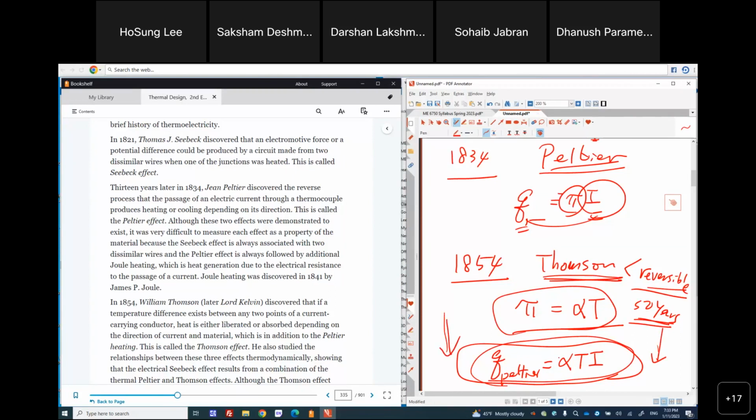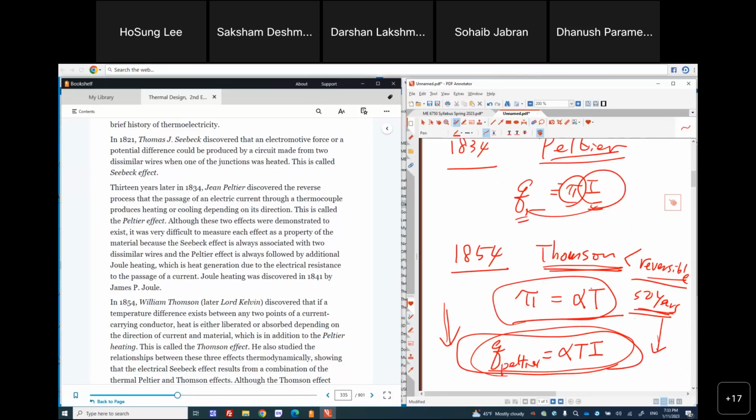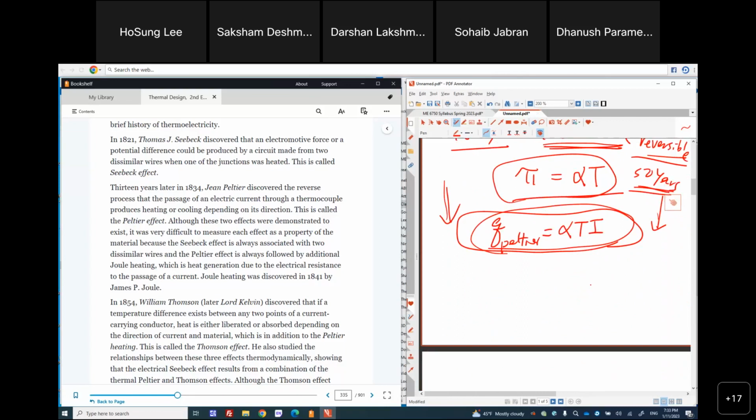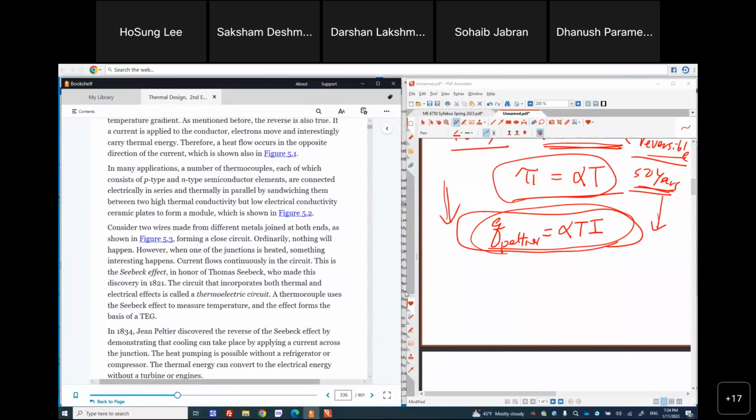So the Seebeck effect, Peltier effect, Thomson relation, all kinds of things, are the initial development. Okay, you can read it. I'd like you to write some summary. I'd like to have some homework assignment on these. Okay, now.